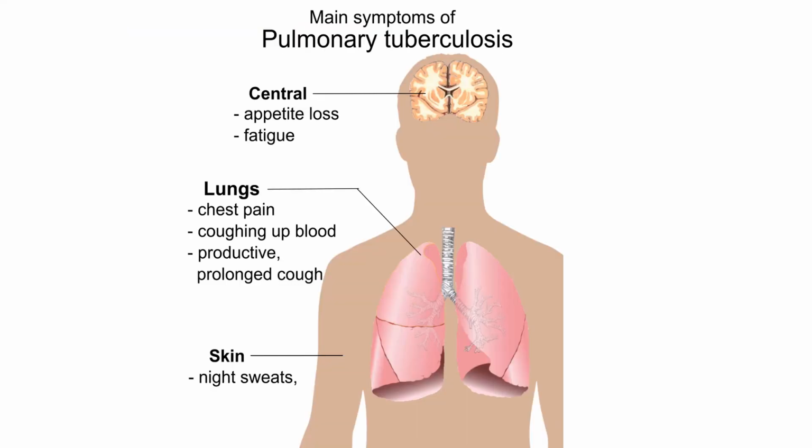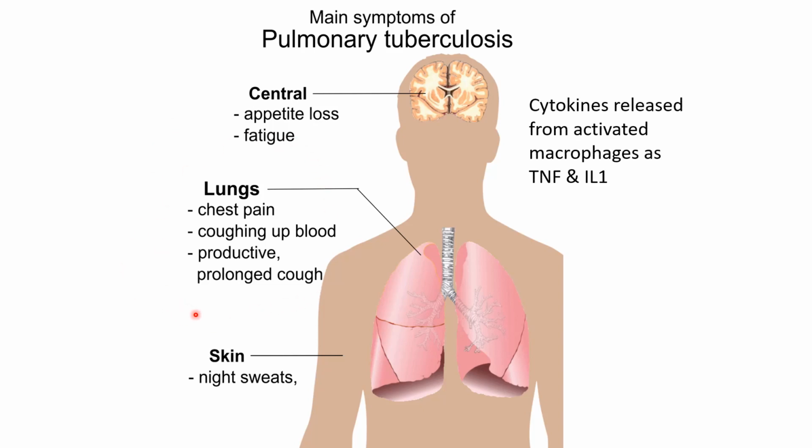What are the main symptoms of pulmonary tuberculosis? Affection of the central nervous system in the form of loss of appetite and fatigue. It's one of the major signs of TB infection. So the patient has easy fatigability, loss of appetite, loss of weight, with cough, productive cough, blood-tinged cough, prolonged, with chest pain.